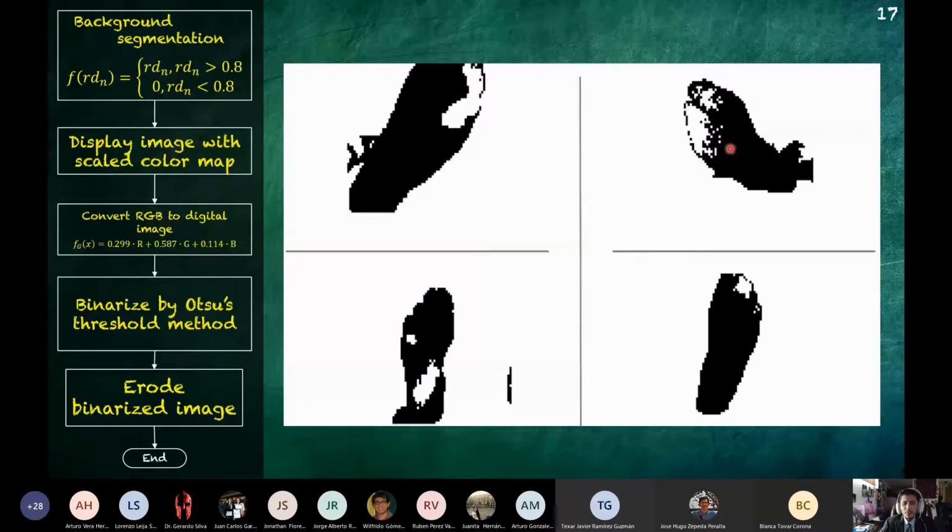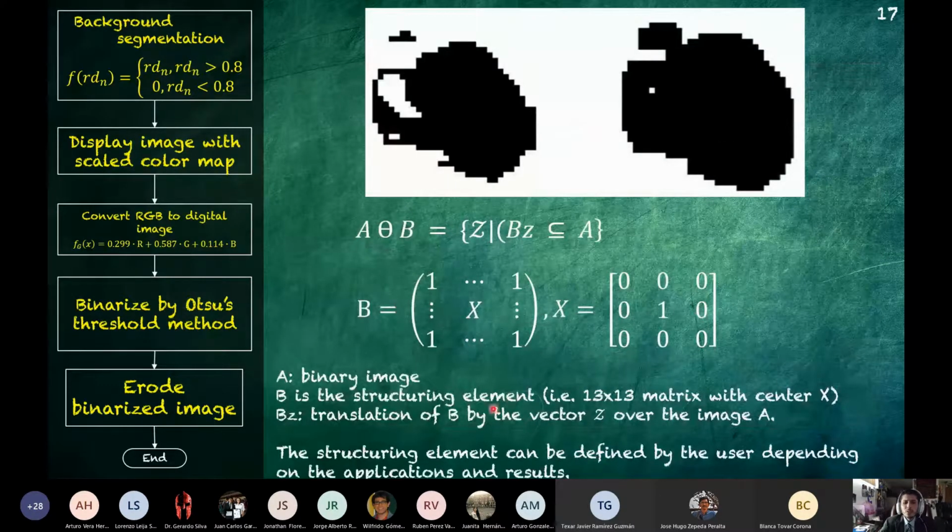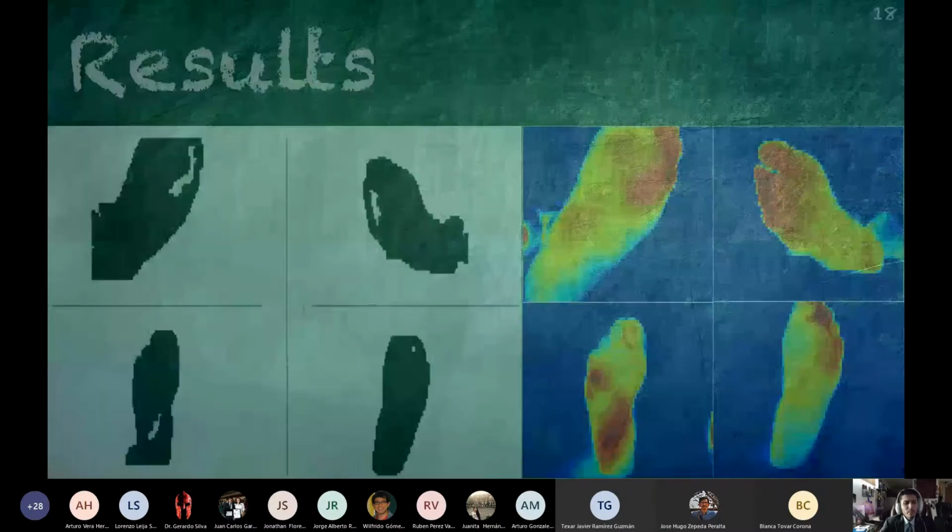So a proposal to solve this problem was finally to erode these binarized images. We proposed a structuring element in the erode method, in which our structuring element was a matrix of 13 by 13 with center X, where our center X is an element 3 by 3 with center white. In this way, we can see in this example that black islands can be turned into a single region, and the scattered white pixels were reduced to a single area. So here I present the results.